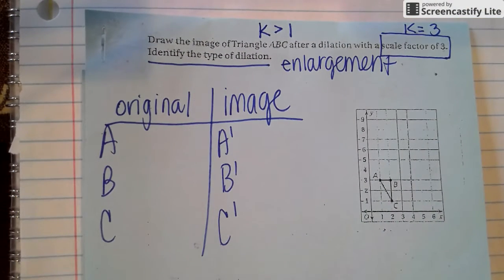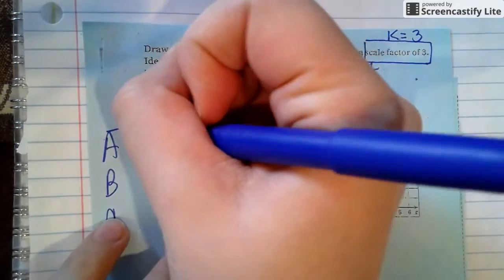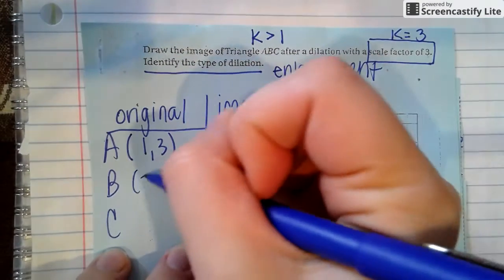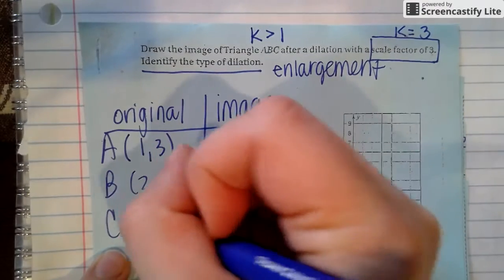So we're going to write down our original points. So we always look at A, B, and C. So we have A is (1, 3), B is (2, 3), and then C is (2, 1).